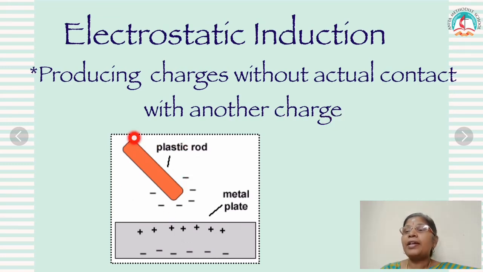See the diagram. The charged particles are brought near the metal surface. There is no connection in between, no contact here. But a number of charges are produced in the metal plate without contact of the particle or the object. That is called electrostatic induction.